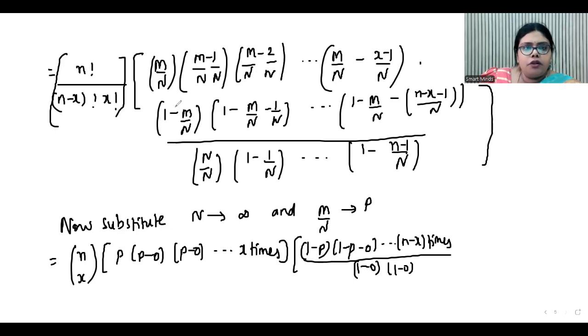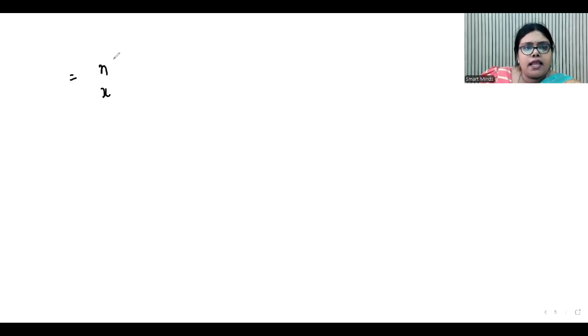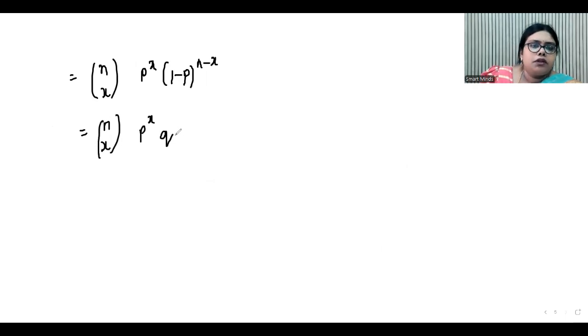So finally, what do you get? That is nCx p power x into (1 minus p) power (n minus x). That is nCx p power x, 1 minus p is q, because p is success and q is failure. So 1 minus success will become failure. That is q power (n minus x).